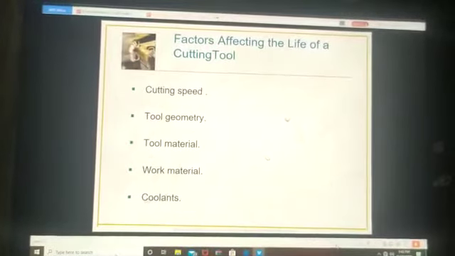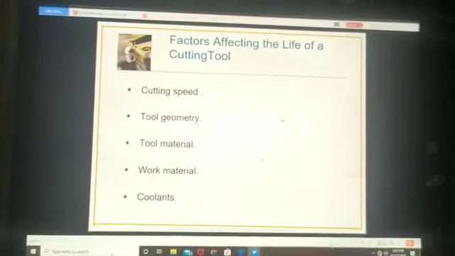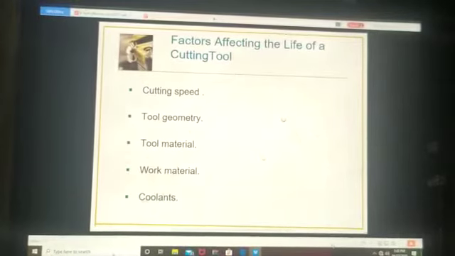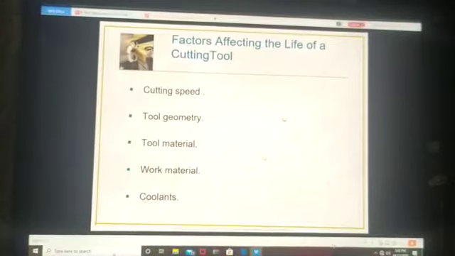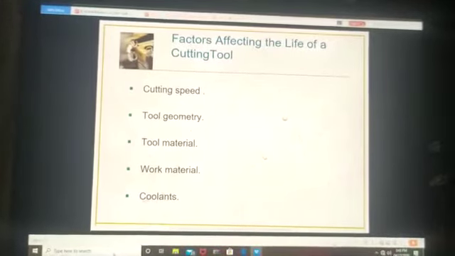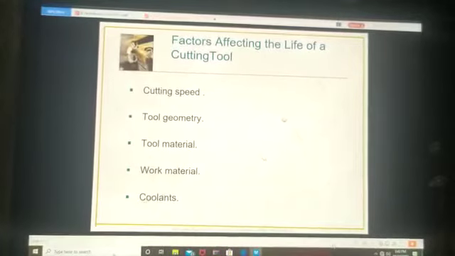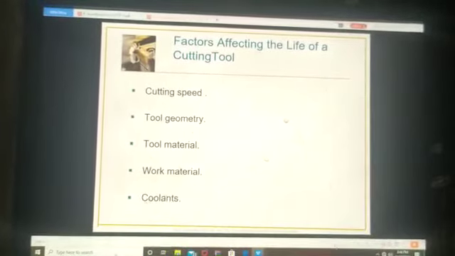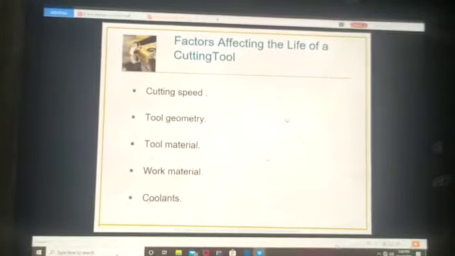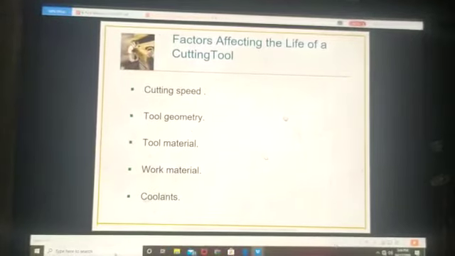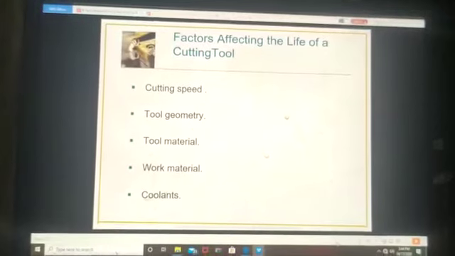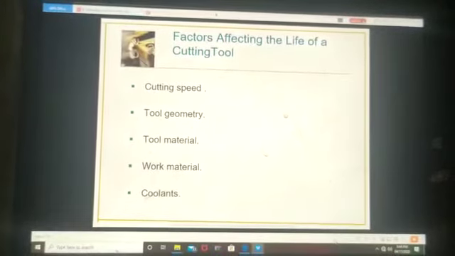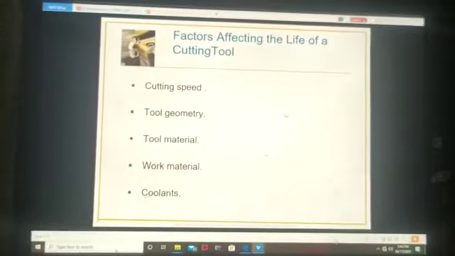Then the factors affecting tool life. There are different factors affecting tool life. The first one is cutting speed. Cutting speed is the most important factor affecting tool life. When cutting speed increases, tool wear increases, so the tool life decreases. Cutting speed is the factor that most affects the tool life.